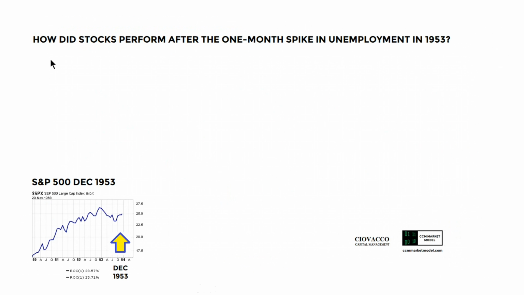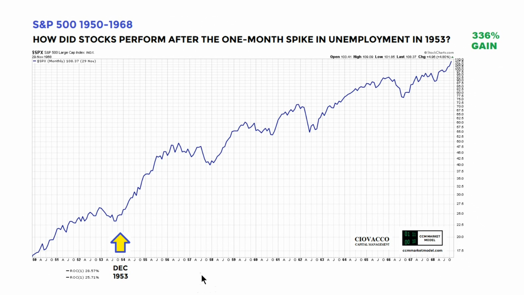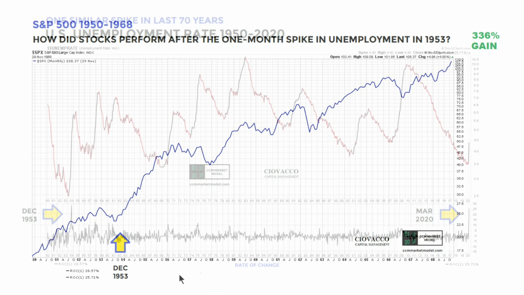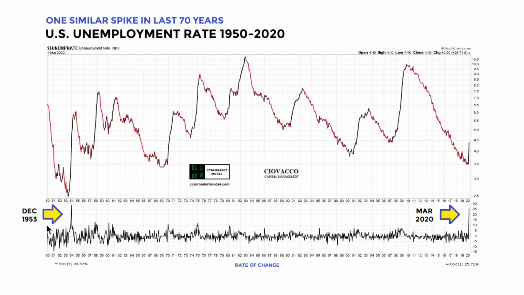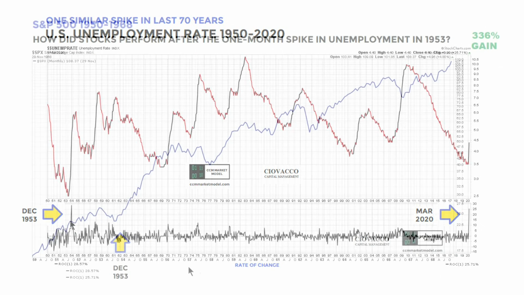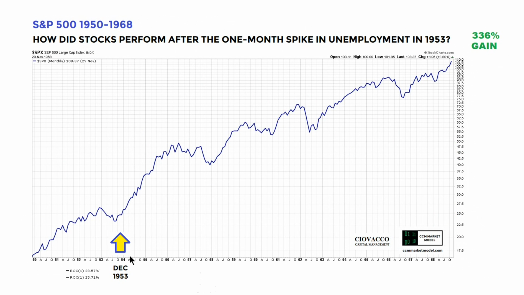How did stocks perform after the 1-month spike in the unemployment rate in 1953, and more specifically in December of 1953? This is the S&P 500 here. If we walk forward, probably fair to say that the result was better than expected outcomes relative to how market participants felt at this point here. And maybe more importantly, immediately following that report, really good things happened in the stock market.